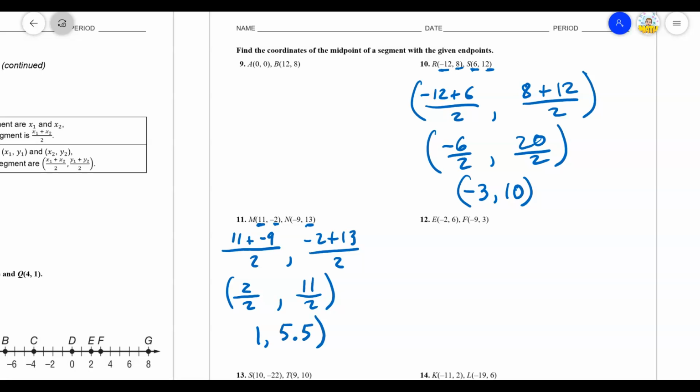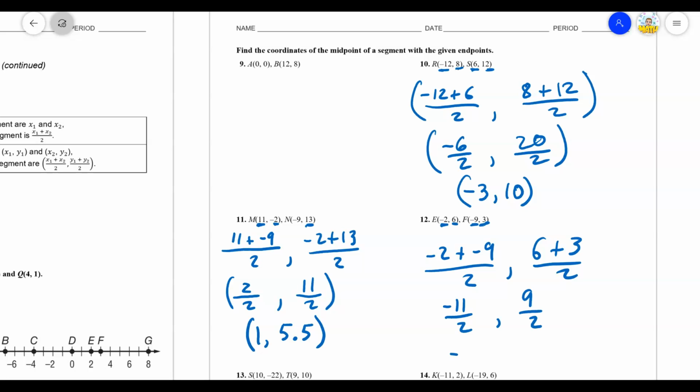Or if you wanted to leave it as 11 halves, that's okay as well. And next one. Negative 2 plus negative 9, and then we'll divide that by 2. Our y-coordinate is going to be 6 plus 3, divided by 2. So you see, if we're always dividing by 2, sometimes we'll get a decimal. We'll get a half. So negative 2 plus negative 9, that's negative 11. Make sure we're adding and subtracting our integers correctly. 6 plus 3 is 9, divided by 2. So this would be negative 5.5 and positive 4.5. That would be the midpoint of that segment.